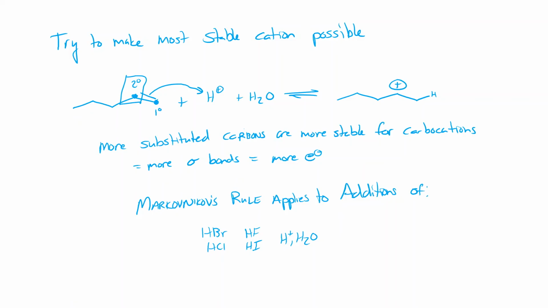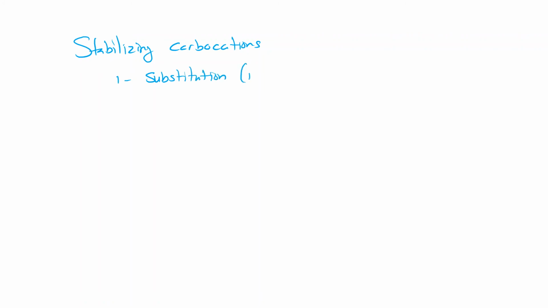The one more thing that I wanted to talk about is the other thing that stabilizes carbocations, which is, of course, resonance. So don't forget about resonance. Stabilizing carbocations boils down to two things. One is substitution. More sigma bonds equals better.